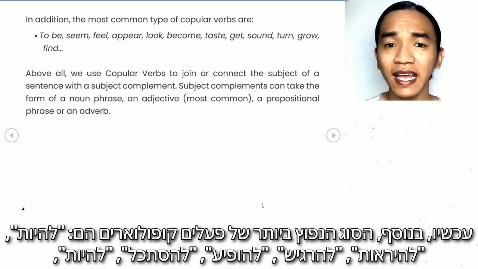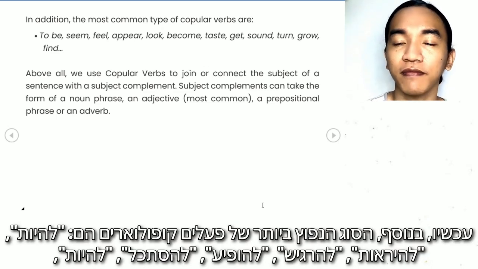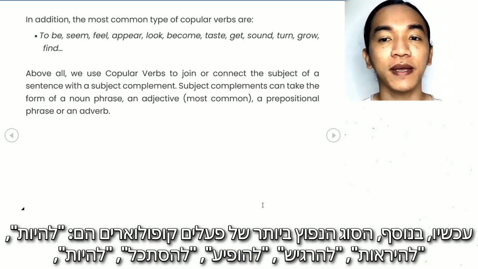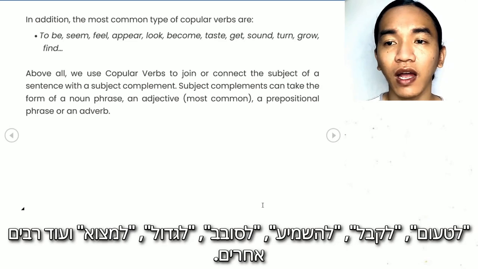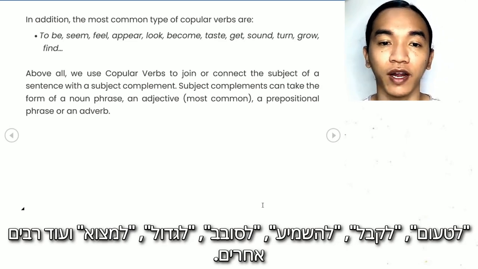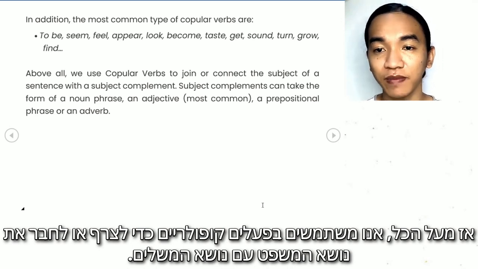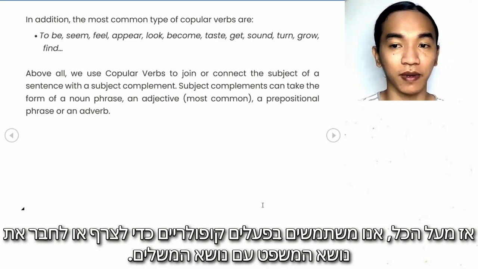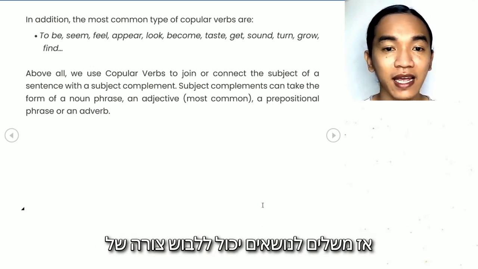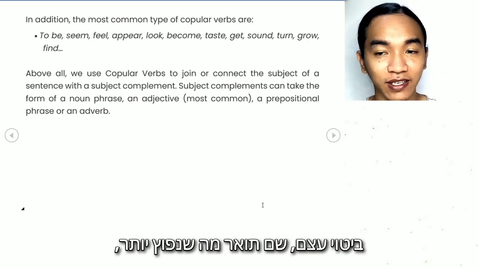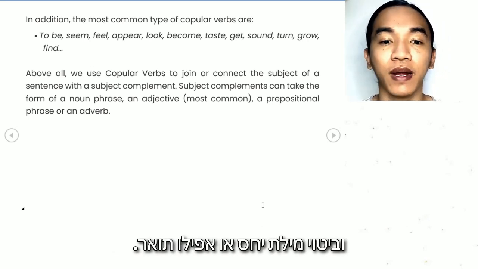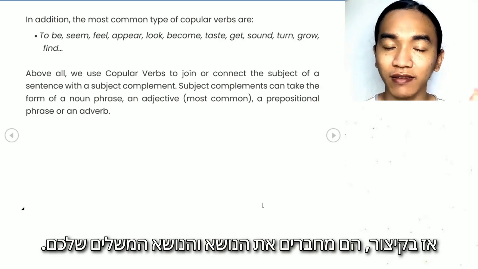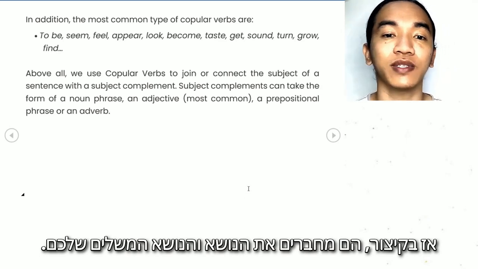Now, in addition, the most common copular verbs are to be, seem, feel, appear, look, become, taste, get, sound, turn, grow, find, and many more. So, above all, we use copular verbs to join or connect the subject of the sentence with a subject complement. Subject complements can take the form of a noun phrase, an adjective, which is more common, a prepositional phrase, or even an adverb. Okay, so in short, they connect your subject and your subject complements.